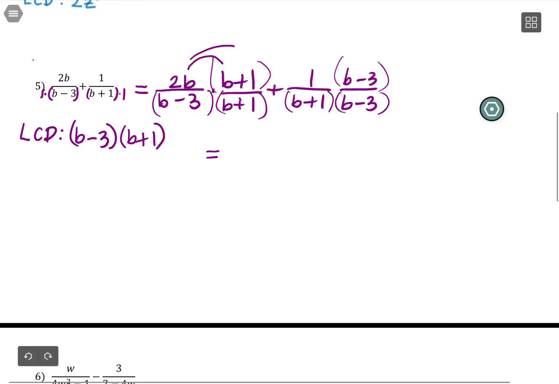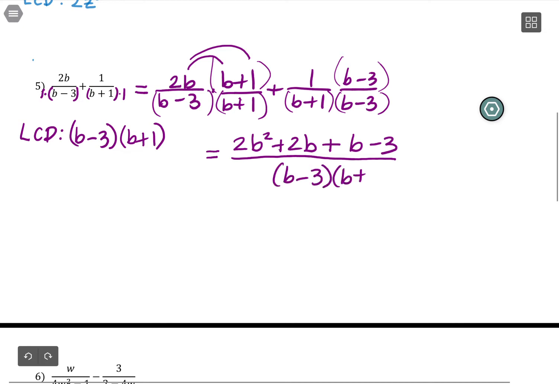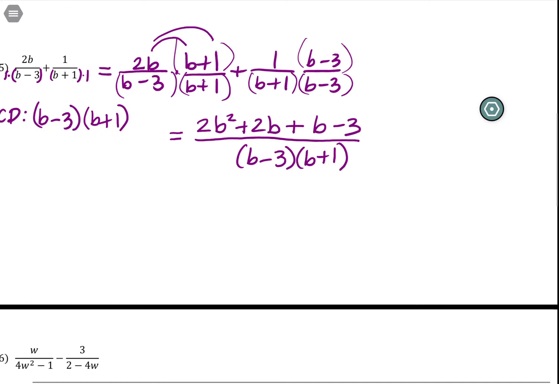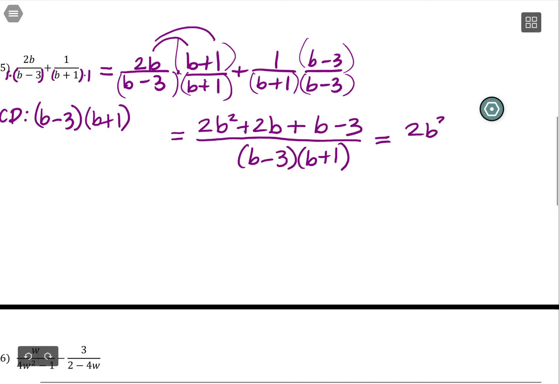So here, we're going to have to distribute through and say we have a 2b squared plus 2b. And then we're adding the 1 times b minus 3, and that's going to make up our new numerator. Our denominator is this. I certainly would not start multiplying it out now, because I do want to see if I can factor the top and cancel either one of those. So my next step would be, let's combine 2b squared plus 3b minus 3 over b minus 3, b plus 1.